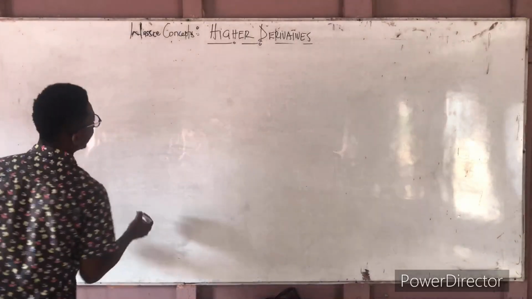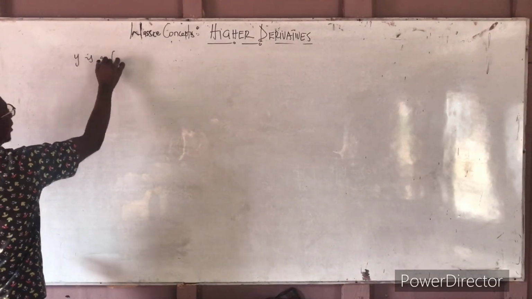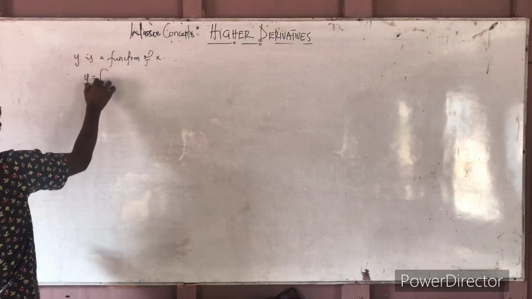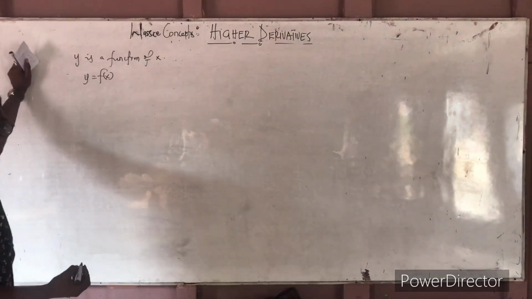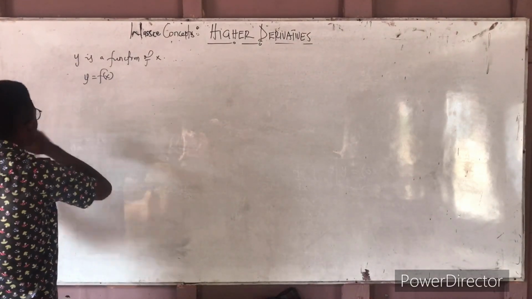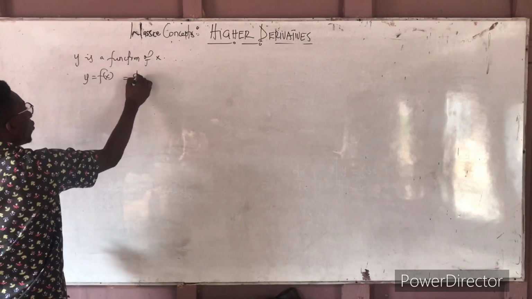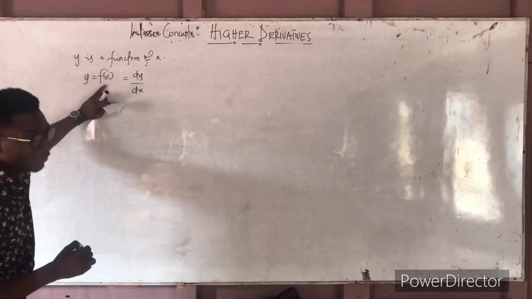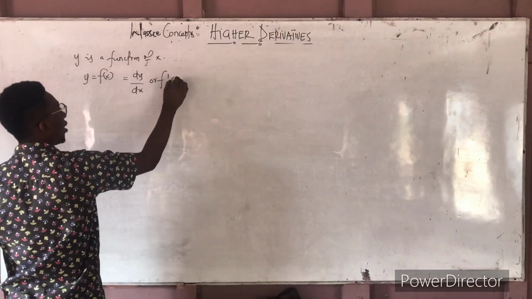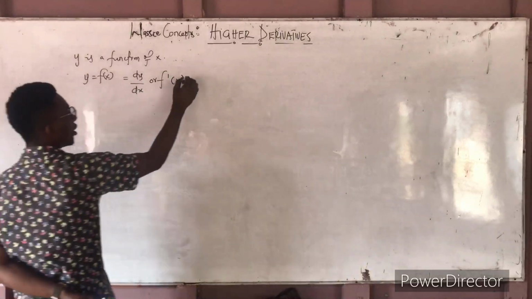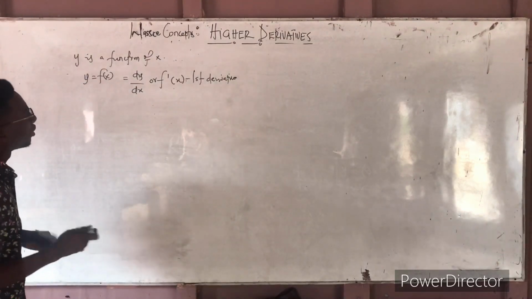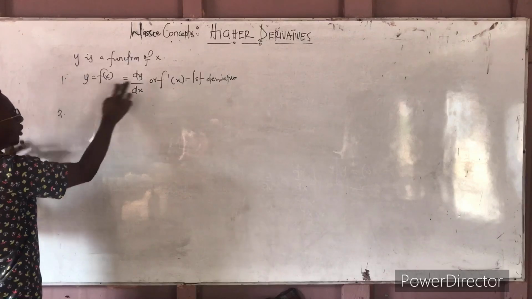Okay, now what are higher derivatives? Anytime y is a function of x, that is to say, if y is equal to any function f of x, either a polynomial function of x, or a quadratic function of x, any of them, then if you differentiate this, you will get dy/dx. This is the same as f prime of x, and this is known as the first derivative.